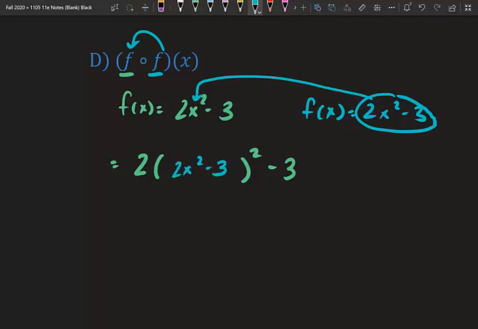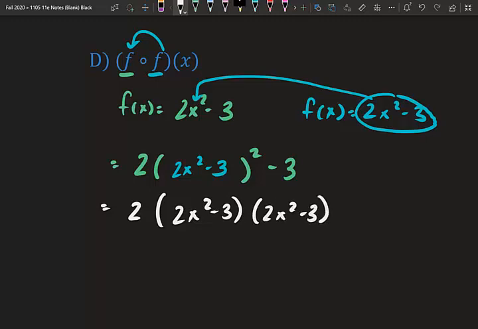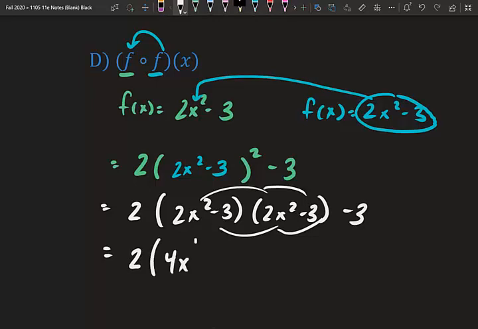Now we simplify. We have 2, and we have 2x squared minus 3, 2x squared minus 3, all minus 3, so we have to FOIL. I'm not going to show you how to FOIL, you know how to FOIL. So after you FOIL, we have 2 times 4x to the 4th minus 12x squared plus 9, all minus 3.